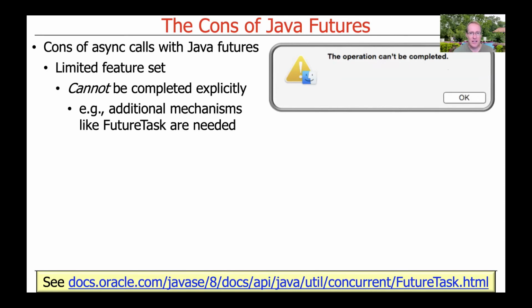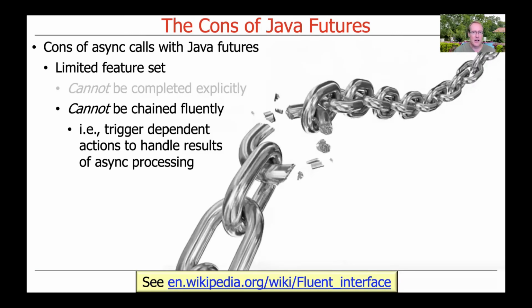So one thing that you can't do is complete a future explicitly. There's no API on the future interface to complete it. Instead, you have to use other mechanisms like future task, which is another way of handling things in the Java 5 executor framework context. You can also not chain together the results of Java futures fluently. Remember, we've been talking a lot about fluent interfaces, in the context of Java streams and Java parallel streams and so on. You can't use fluent interfaces to chain together dependent actions to handle the results of asynchronous processing. It just doesn't work with Java futures.